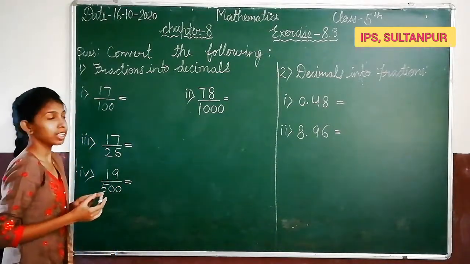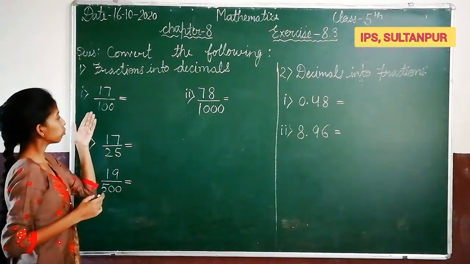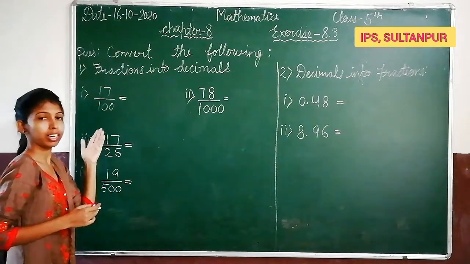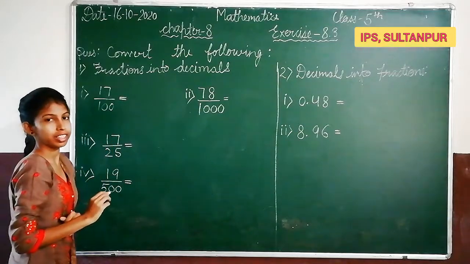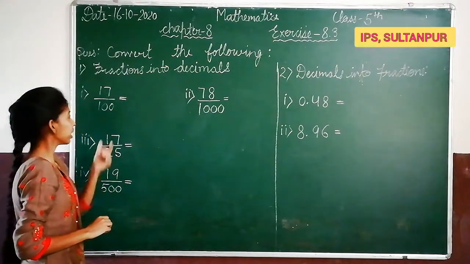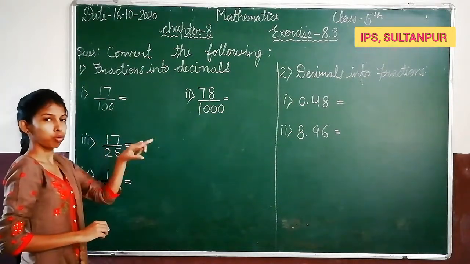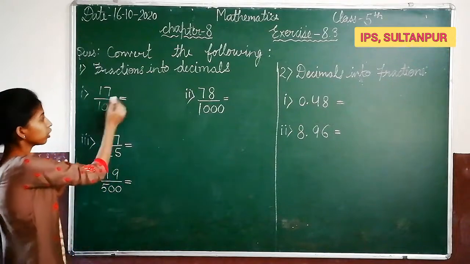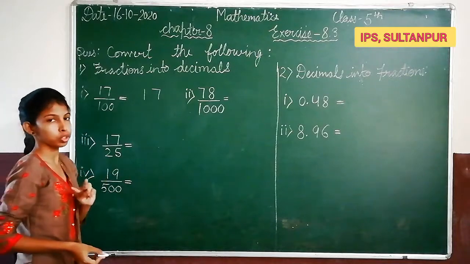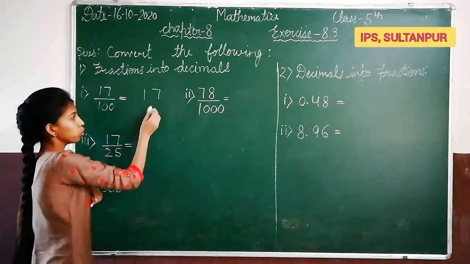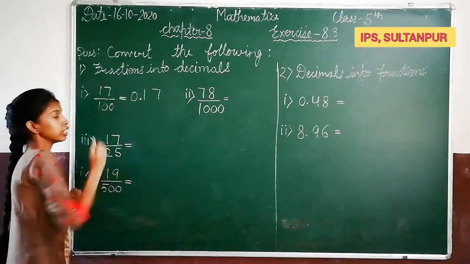I told you one thing: when there is a multiple of 10 in the denominator, we will put the decimal at the place of this 10, 100 and 1000. So see here, in this denominator 100 is given. How many zeros are in 100? There are 2 zeros in 100. So we will put the decimal after 2 digits from the back side in the numerator. What is our numerator? That is 17. And how many zeros are there? There are 2 zeros. So we will put the decimal after 2 digits. 1, 2. Then we will put the decimal here and we will put 1 0 here.